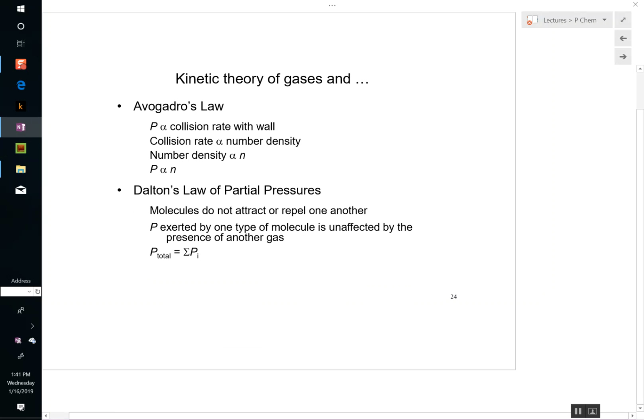Avogadro's Law: pressure is proportional to the moles of the gas, how many of these little particles are colliding with the walls. And Dalton's Law: the total pressure is the sum of the individual pressures.